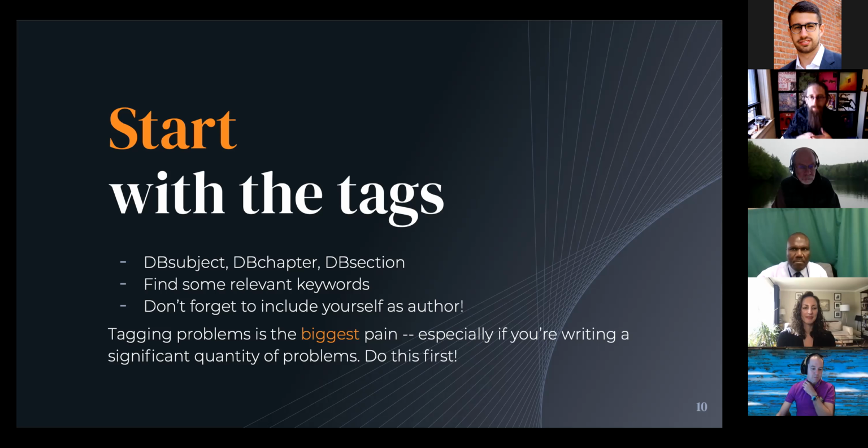So subject, chapter, and section. I believe there's a link in the intro markdown file that's on my GitHub that I linked in the chat. That'll take you to the list of all the different WeBWorK library subjects, chapters, and sections. You can also find all the keywords there. And don't forget to give yourself credit. There's an author field, and you can make sure that you specify that you're the one who wrote this problem.